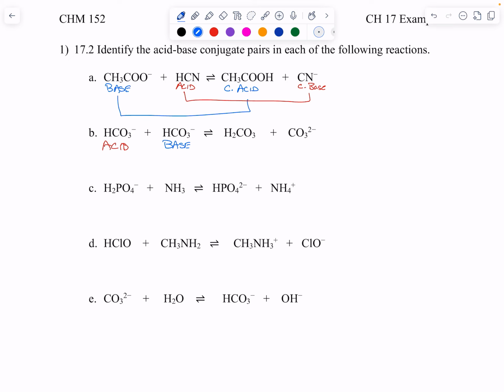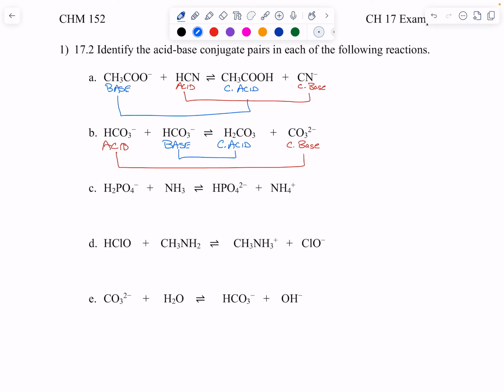one of them is going to be a base, they're going to gain a proton, right? So what I'm saying is this proton is going here to make H2CO3. So that means this is our conjugate acid. And it means this would be our conjugate base, which makes sense because carbonate has no protons to give.